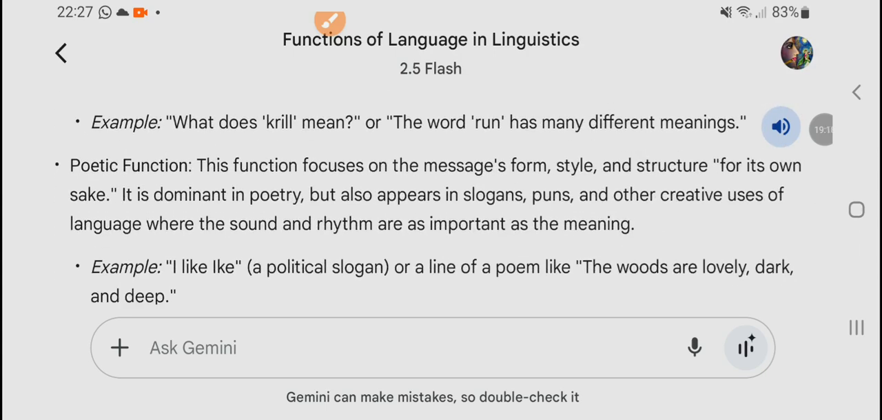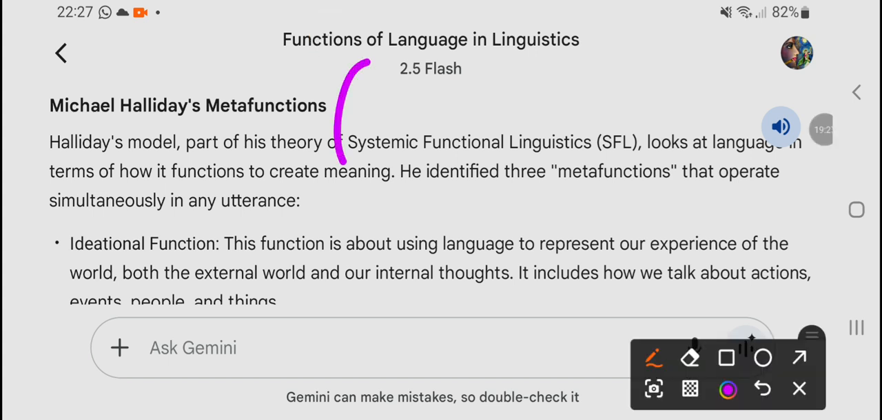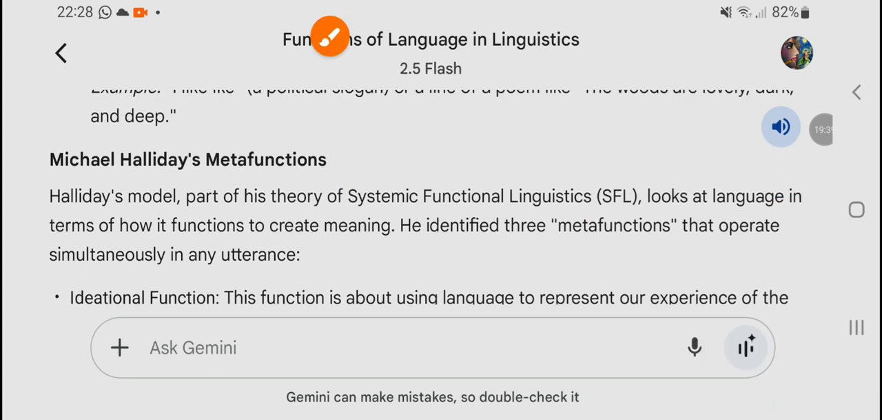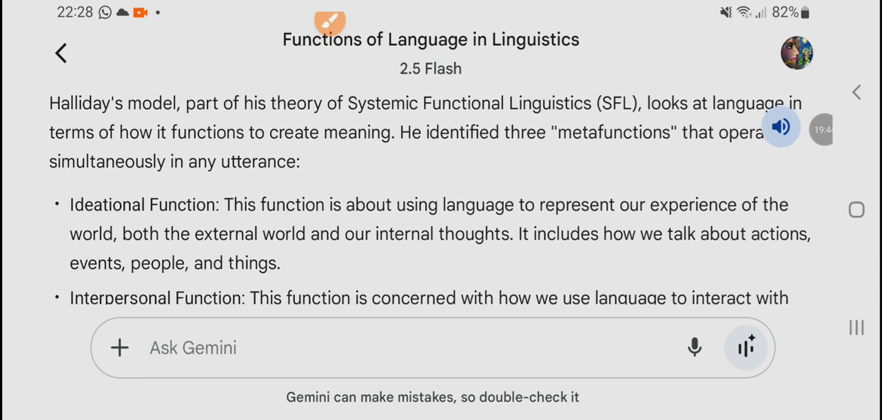Okay, now moving to another author, Michael Halliday, metafunctions, right? What he says is that Halliday's model is part of his theory of systemic functional linguistics, right? In his book on systemic functional linguistics, he talked about the functions of language, looking at language in terms of how it functions to create meaning. So how language functions to create meaning.